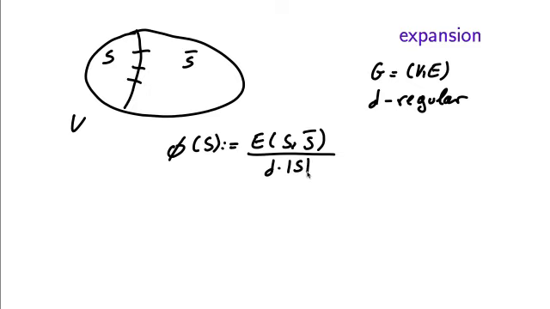So there are a few equivalent ways of thinking about this definition. One is that d times the size of S is a trivial upper bound to the number of edges that we need to remove from the graph in order for S to become disconnected from the rest of the graph. And so here we are measuring how much smaller is the actual number of edges that we need to remove to disconnect S from the rest of the graph compared to this trivial upper bound. Another way to think about it is that we may perform the following probabilistic process.